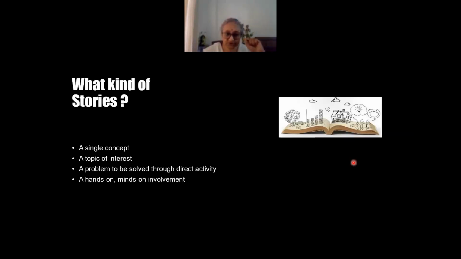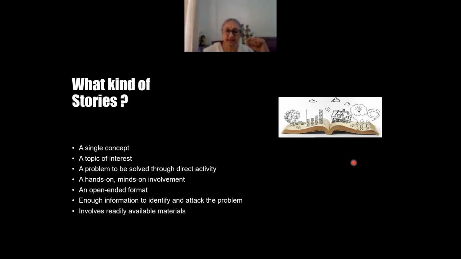There should be an opportunity for hands-on, minds-on involvement, right? And it should be an open-ended format. Enough information to identify and attack the problem should be available in the story, and it should involve readily available materials, daily life materials. Then there should be opportunities to discuss the story and come up with a plan for finding the answers. It should provide for collaborative learning in the classroom.